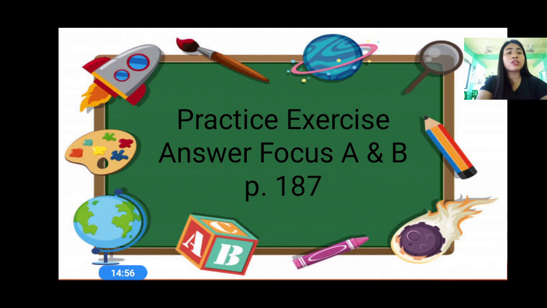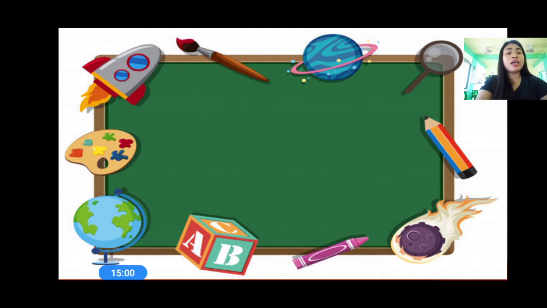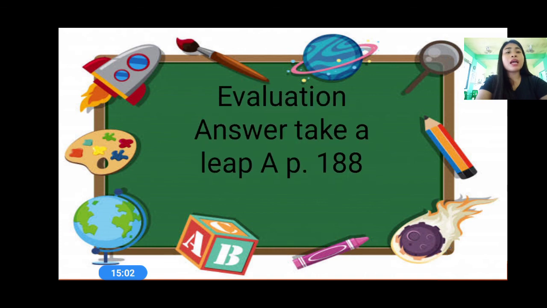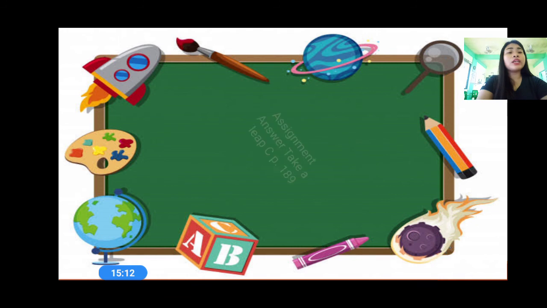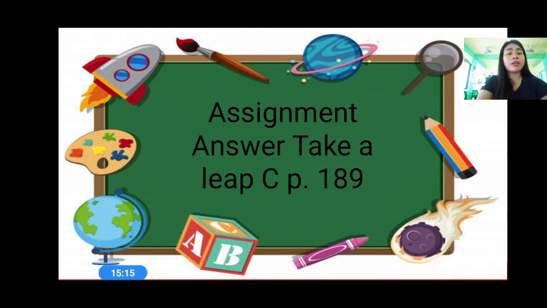Okay, so if you really did understand the lesson, then let us proceed to your practice exercise wherein you're going to answer Focus letters A and B, page 187, and your evaluation will be to answer Take a Leap letter A, page 188. Now don't forget to do your practice exercise and your evaluation because I'm going to check it. And here is your assignment. Answer Take a Leap letter C, page 189. Now don't forget to do your assignment.